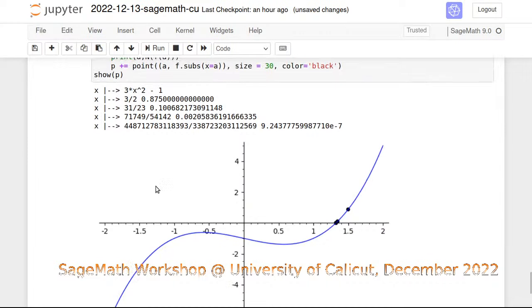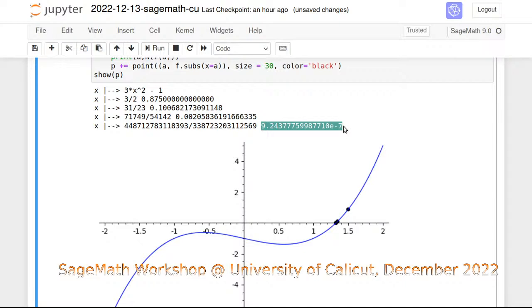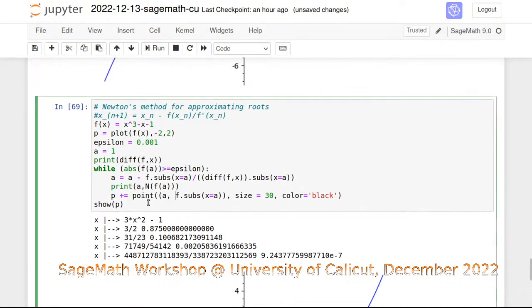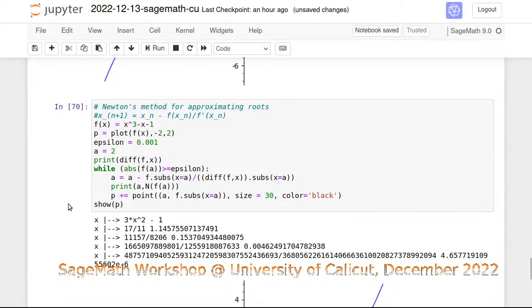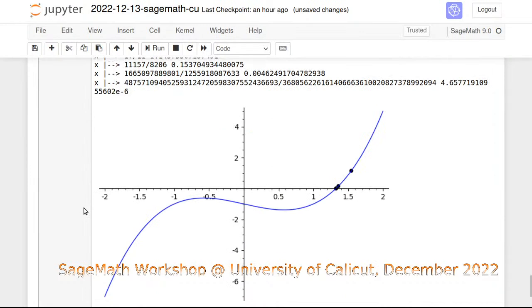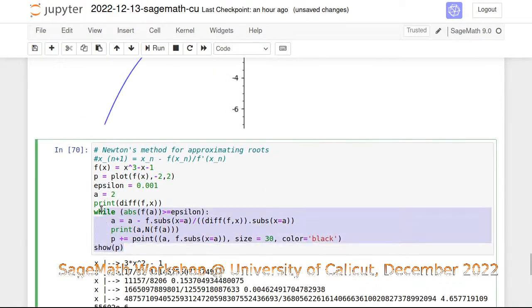0.001 if you choose, this is 9.23 into 10 to the power -7. This is also fine. But what about 2? Approximation with 2, that's also converging. Okay, I think because we are choosing a value equal to 0, there is a problem because 0 is close to that and after that it's again going away. Something like that is happening. That's the only final guess I can make about this.